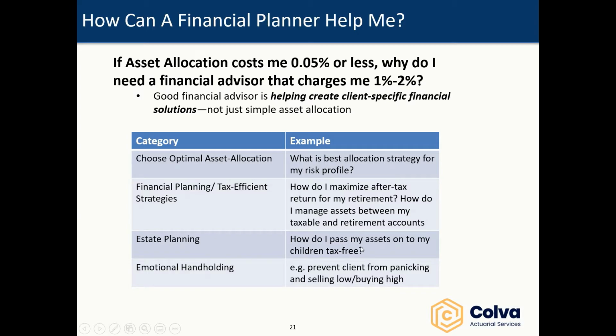So obviously, if I can do this by myself, why do I need a financial planner, right? If asset allocation and getting the index funds cost me 0.05% or less, why do I need a financial advisor that charges me 1% to 2%, right? And the answer is because a good financial advisor is doing a lot more than just putting your money in index funds. They should be implementing a tax-efficient financial plan and strategy, and using various tools to minimize your taxes and help you accumulate wealth in the long term. So they're providing a value add. That being said, not all financial advisors are providing a value add.